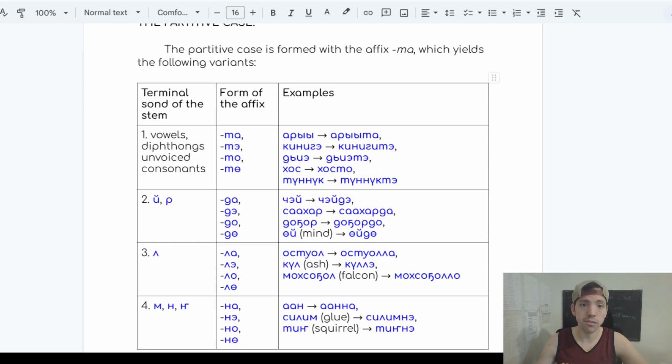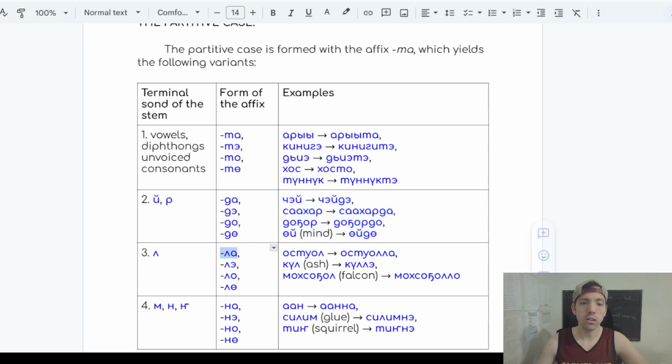So the endings: if the noun ends in a vowel, diphthong or unvoiced consonants, we're going to add ta, te, ta, or to. So are, ta, kinige, kinigete, jie, jiete, hos, hosto, tunuk, tunukte, etc. Then if the word ends in the other set of sounds, we're going to add da, de, do, or du. So we'll have like che, chede, sahar, saharda, dor, dorda, uy, uydu.